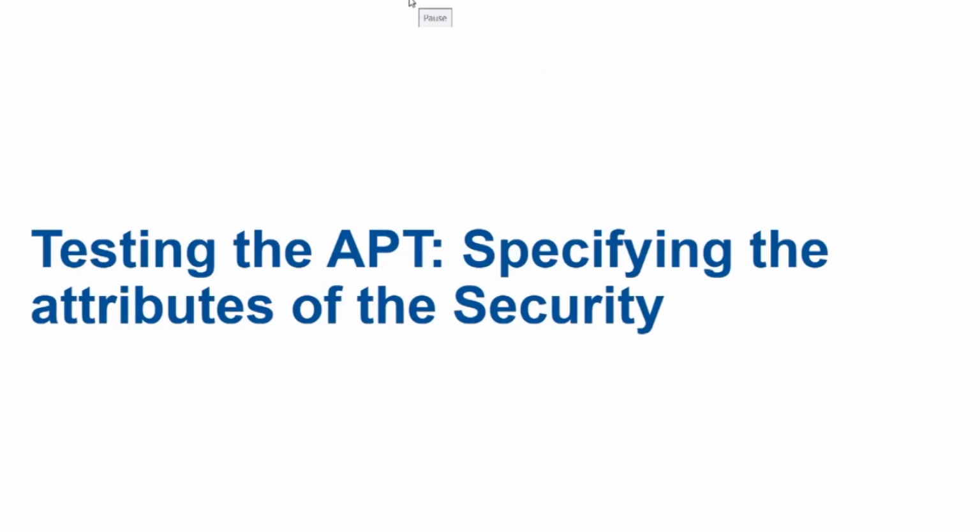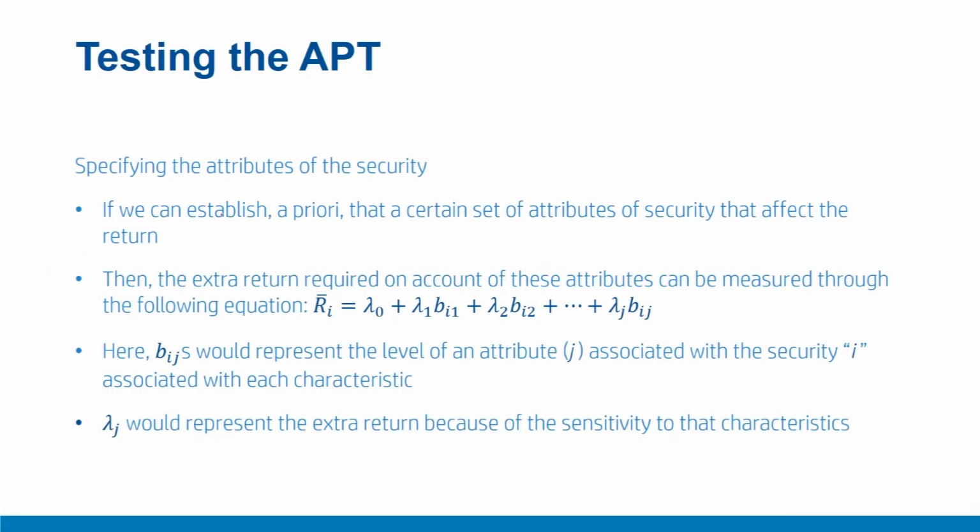Testing the APT, specifying the attributes of the security. In this video, we'll discuss one more method of testing the APT, which is through specifying the attributes of the security and thereby defining the APT model. To begin with, if we can establish that there are certain attributes of a security that can affect the returns expected from that security, then one can specify and define the APT model more easily. These attributes, for example, beta of a security or expected dividends from a security, do affect expected returns.